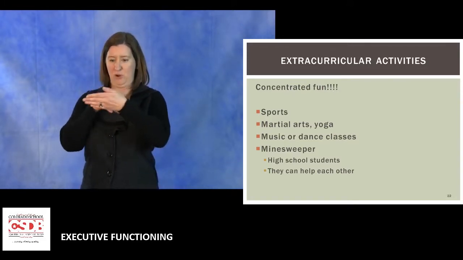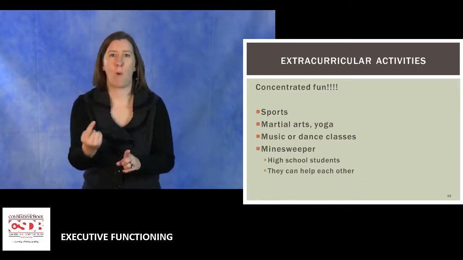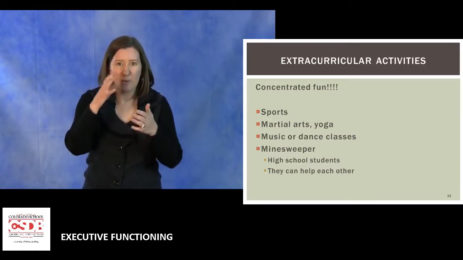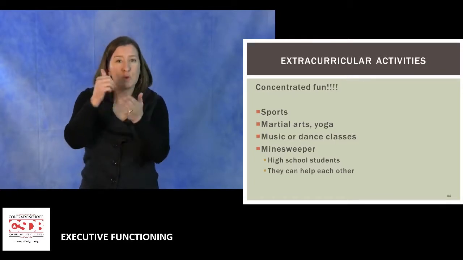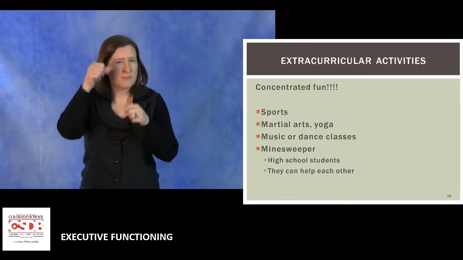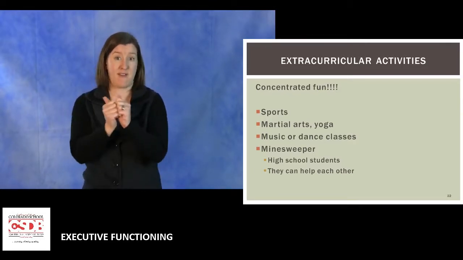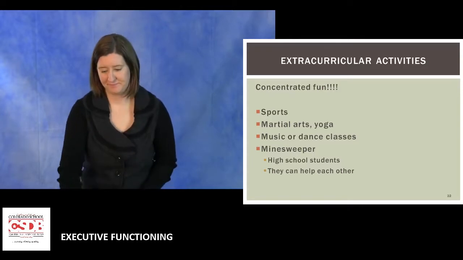So the teacher has the pattern written down, and the students have to step on different things. If they're wrong, then they have to go back and try to remember what the pattern is. And then they have to make it to the end. The students can help each other. They have to remember, hold on to that information about which way they're supposed to go through this pattern, and that's a really good activity for developing EF skills.